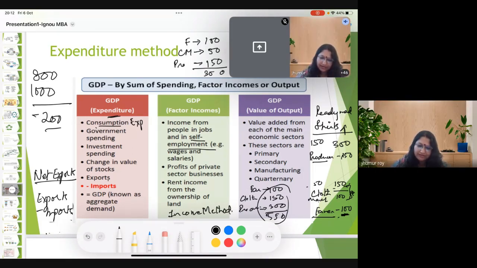Okay, 5, 5, 10 and 300. So you see the difference. Here we are double, double, double. We are adding everything double every time. But here we have only taken value added.